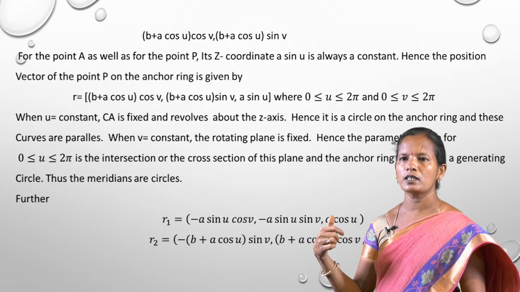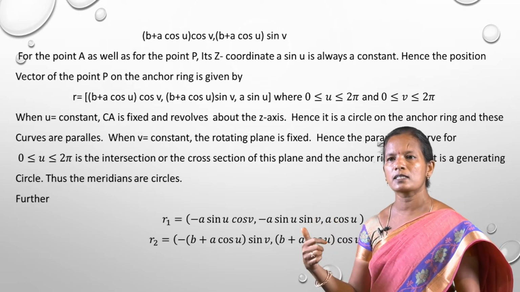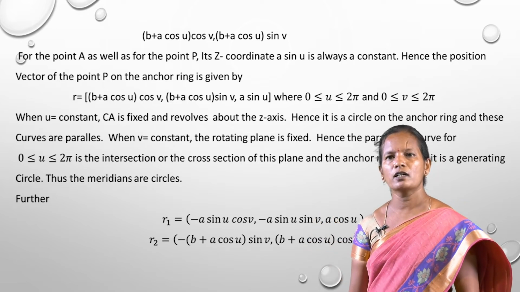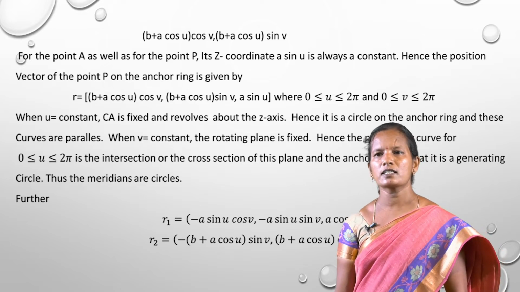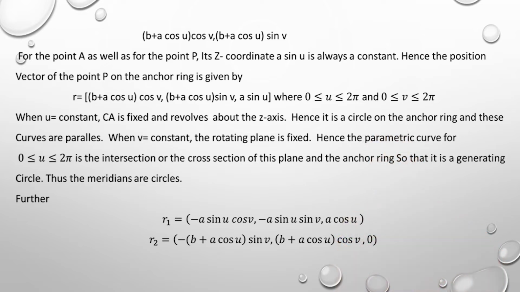When v is equal to constant, the rotating plane is fixed. Hence the parametric curve for u values lying between 0 and 2π is the intersection, or the cross section, of this plane and the anchor ring, so that it is the generating circle. Thus the meridians are circles.